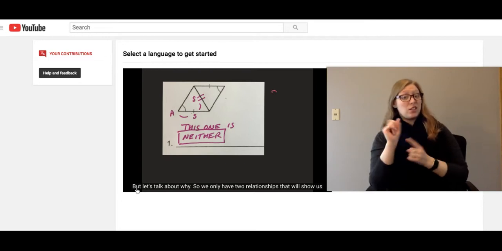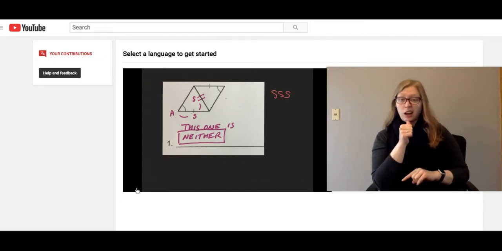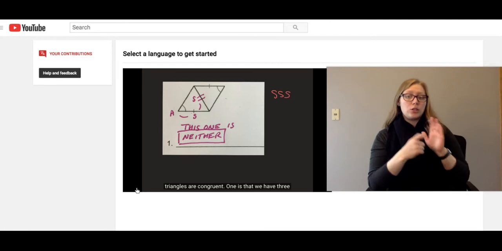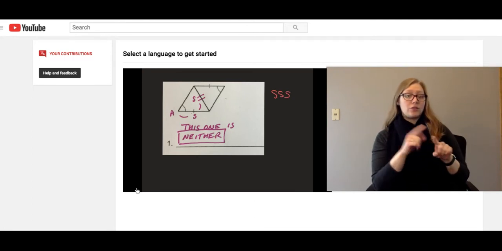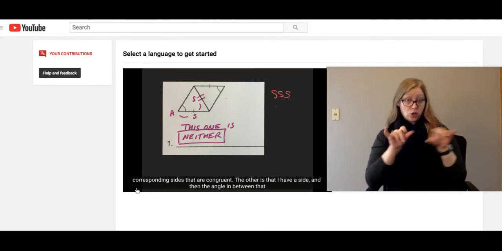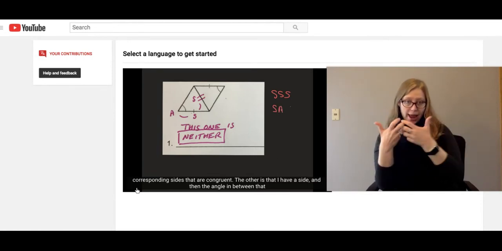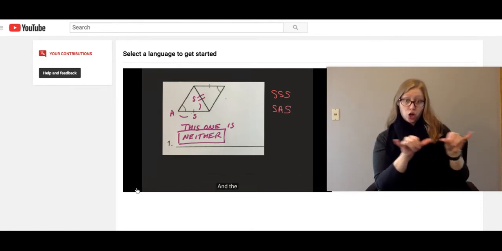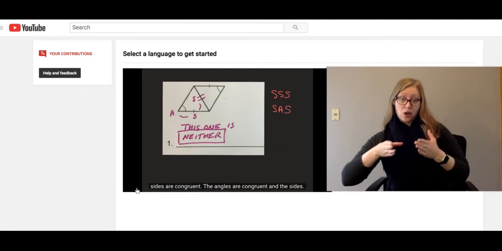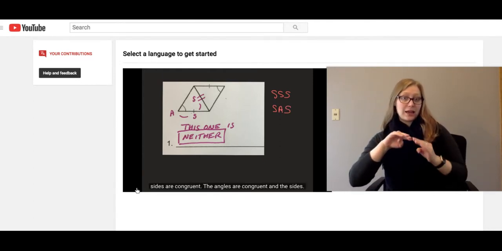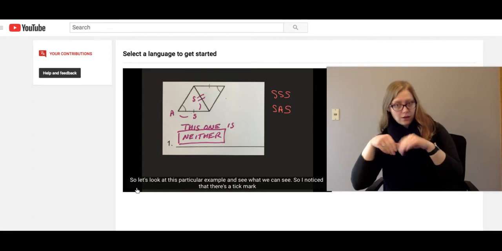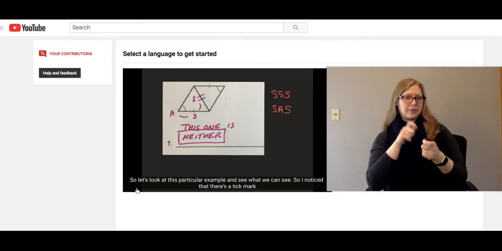So we only have two relationships that will show us triangles are congruent. One is that we have three corresponding sides that are congruent. The other is that I have a side and then the angle in between that side and another side, where the sides are congruent, the angles are congruent, and the sides. So let's look at this particular example and see what we can see.